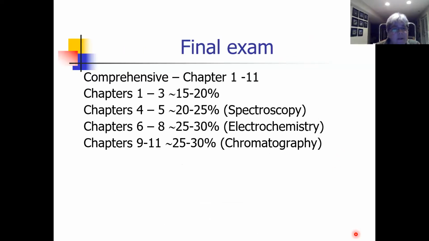Okay, now let's talk about the actual exam itself. So the exam is comprehensive. That means it covers everything, okay? All 11 chapters. Roughly, there's 15 to 20% from chapters 1 to 3. There's 20 to 25 from 4 and 5, and then 25 to 30 from 6 and 8, and 9 and 11. Those are rough, but that's kind of roughly the breakdown of questions.